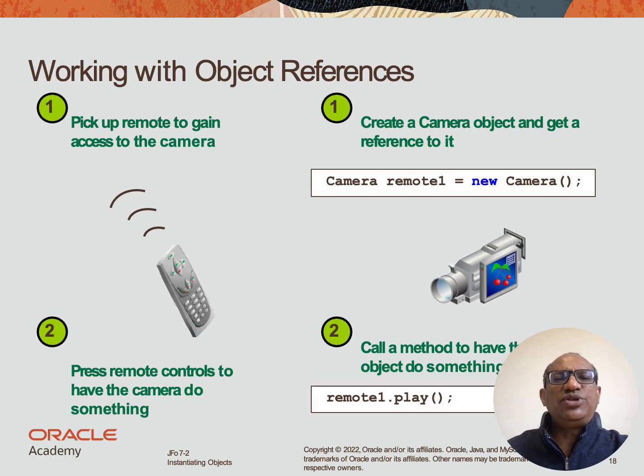Let's examine the analogy of using a remote control to operate an electronic device. To operate an electronic device with a remote, you need to do what? 1. Pick up the remote and possibly turn it on. Then press a button on the remote to do something on the camera. Similarly, to do something with the Java object, you need to get its remote, called the reference, and press its buttons, called the methods.